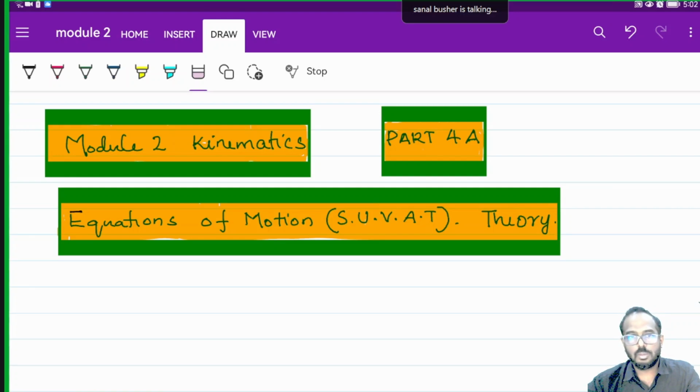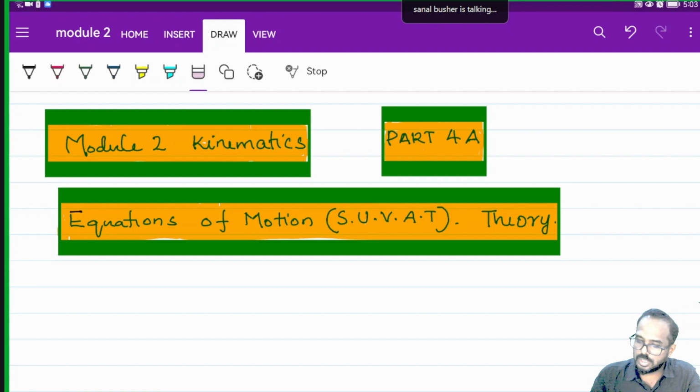Welcome back to Module 2 Part 4A of the AS Level CAIE 9702 series. In the last sessions, we have already discussed the kinematic variables: position, displacement, velocity and acceleration. In this video, we will connect all these variables with the equations of motion, the SUVAT equations. Basically, three equations of motion are there. I will write the three equations first, then we will discuss.